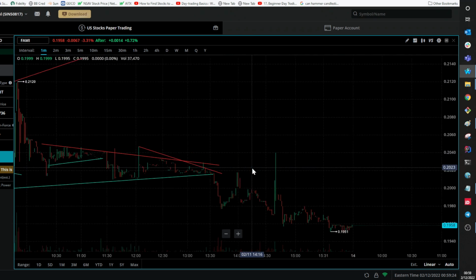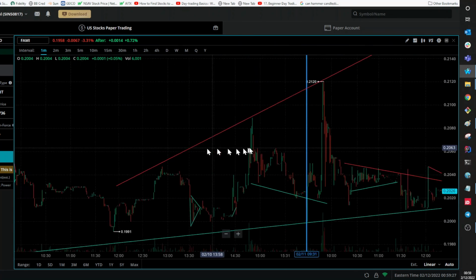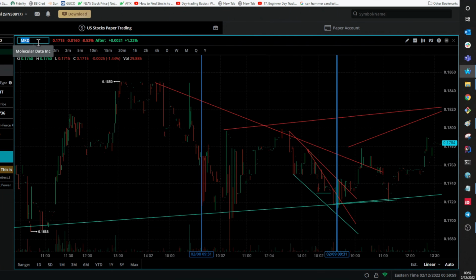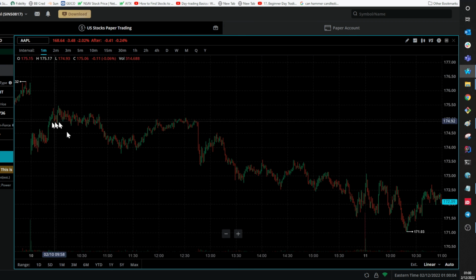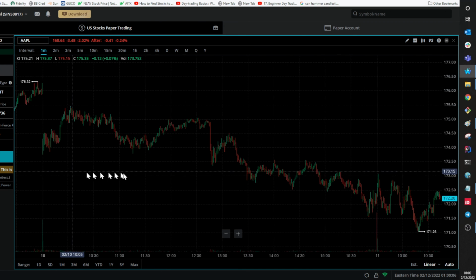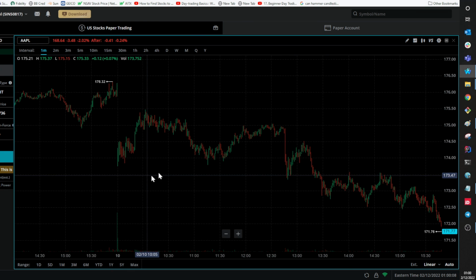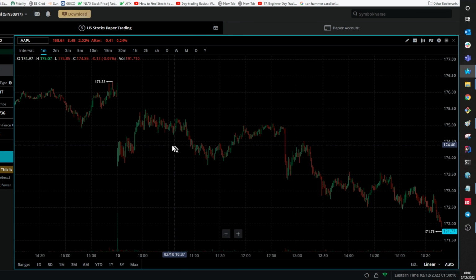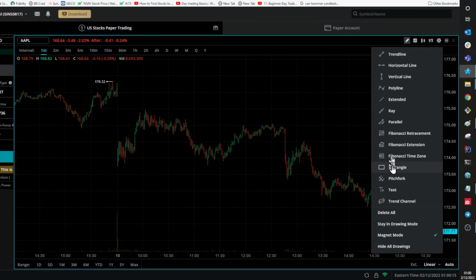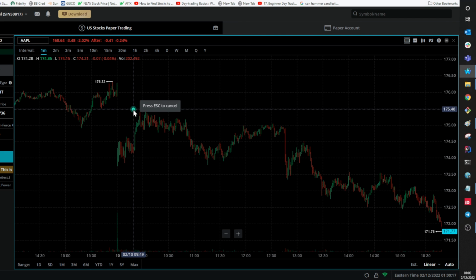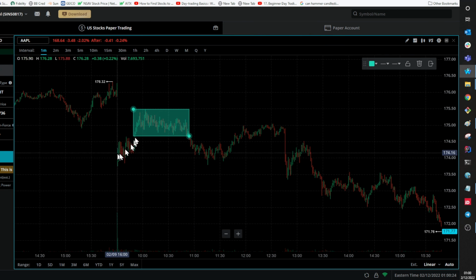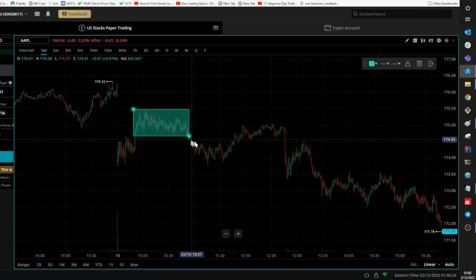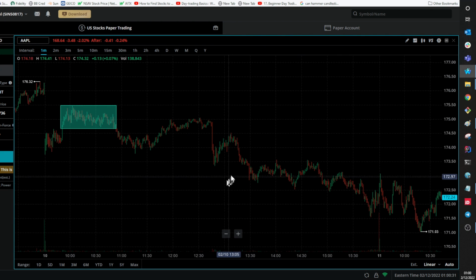Let's zoom out, see if we see anything interesting here. You know what? Let's try Apple. Apple, here we go. Okay. Here's what this is definitely a reversal pattern. This was pretty obvious. Let's draw a rectangle right here. There's your rectangle, ascending into the rectangle, descending out of the rectangle.